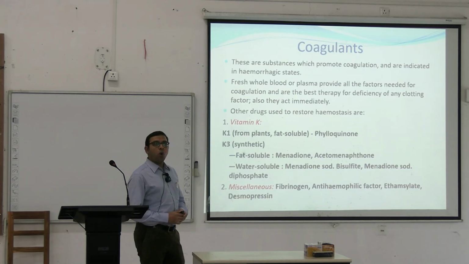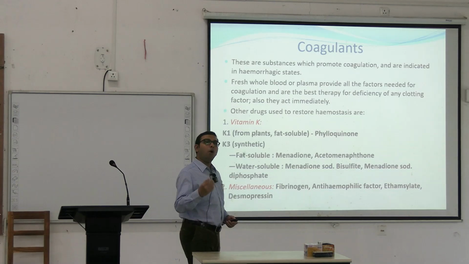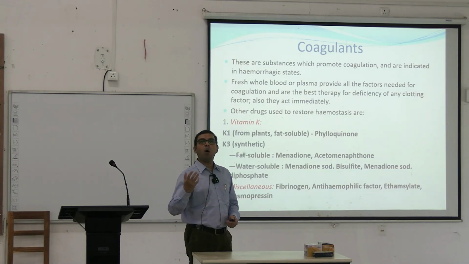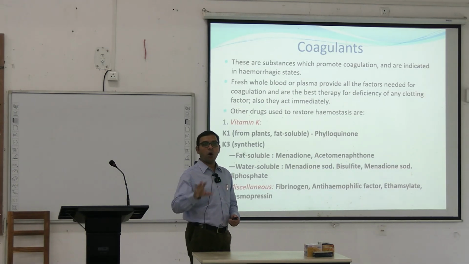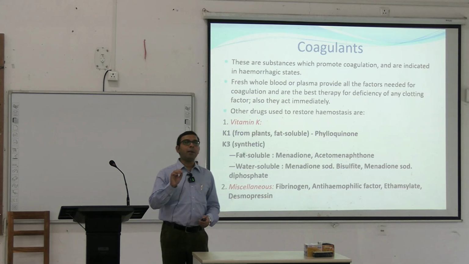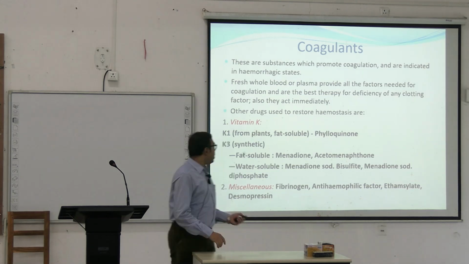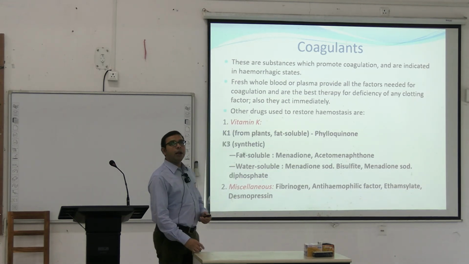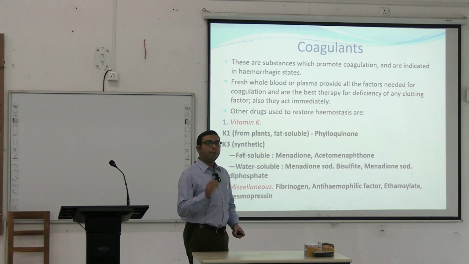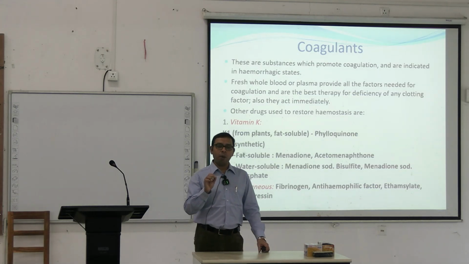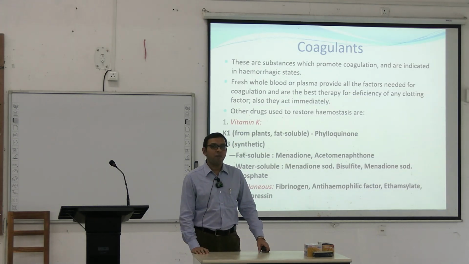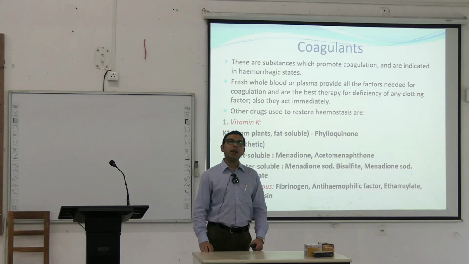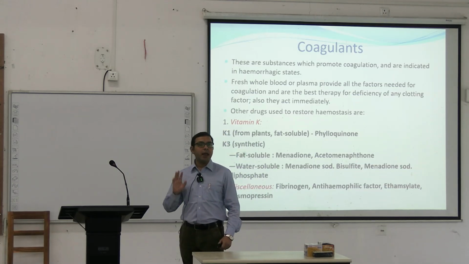So now coming to the coagulants. When there is more bleeding, we need more coagulation, and this can be done by the coagulants. Already I have said that vitamin K is the typical coagulant. Vitamin K is available in different forms. So remember the most commonly used form is vitamin K1 or phytonadione. Apart from this, there is vitamin K2 and vitamin K3.